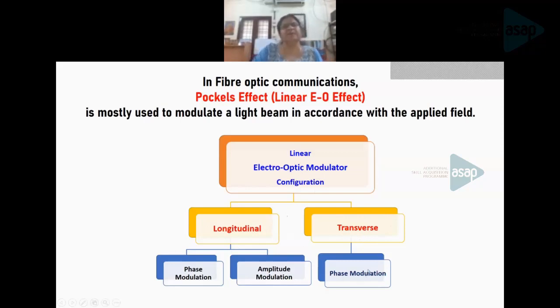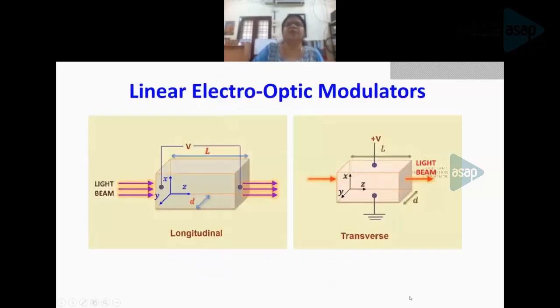Now, here is the schematic diagram for linear electro-optic modulators or Pockels modulator. Here we are considering longitudinal and transverse configurations. What is the difference between these two?